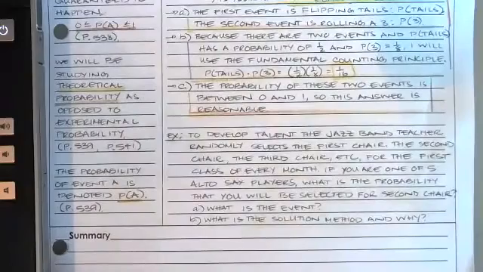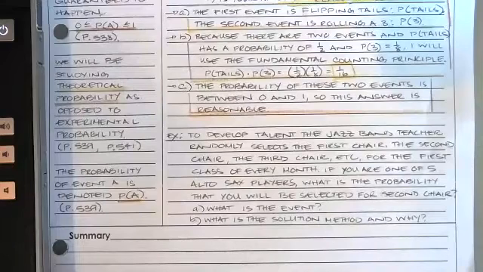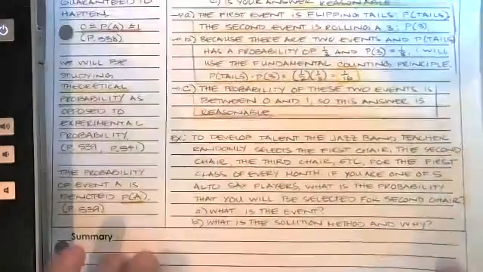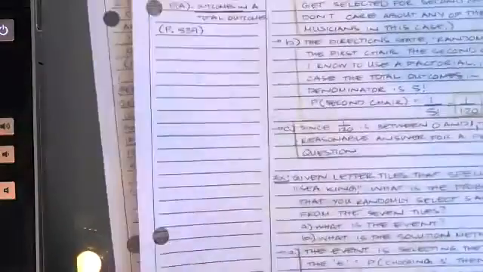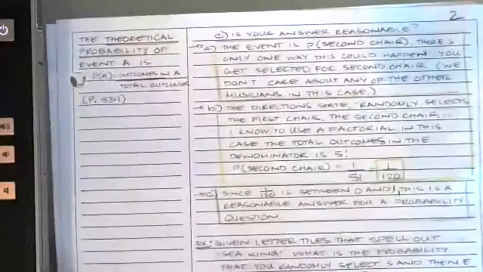All right, so our next example says: to develop talent, the jazz band teacher randomly selects the first chair, the second chair, the third chair, etc. for the first class of every month. If you are one of 5 alto sax players, what is the probability that you will be selected for second chair? So part A is what is the event, part B is what's the solution method and why, and part C is is your answer reasonable?